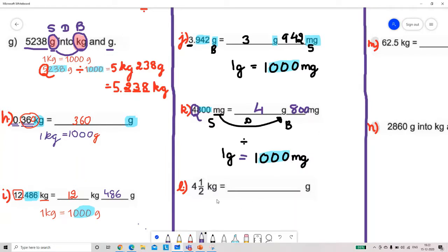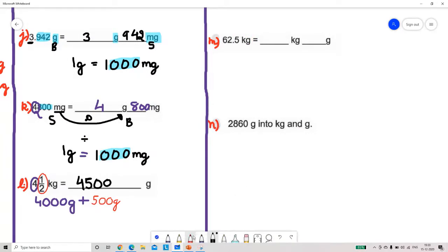Now the next question says 4.5 kilograms. So 4.5 means 4 kilogram. 4 kilogram means 4000 grams. And half kilogram means how many grams? Half kilogram means 500 grams. So what is the total? 4500 grams is the total answer.